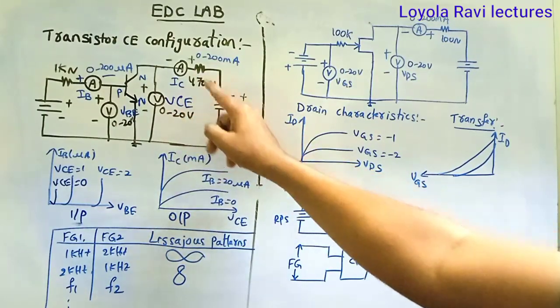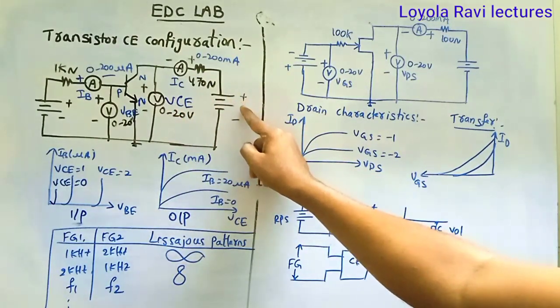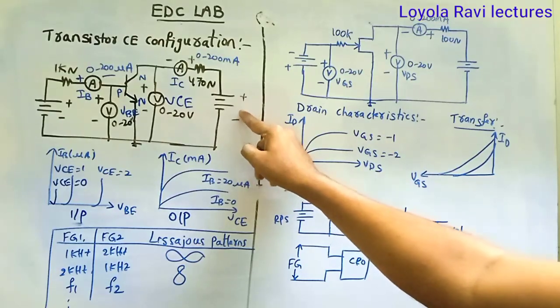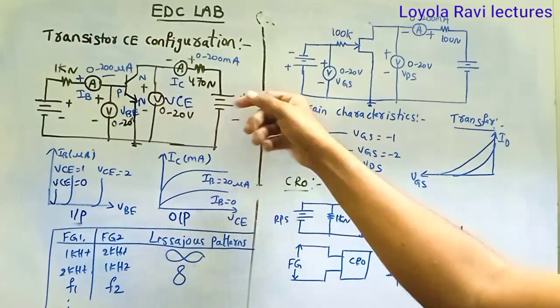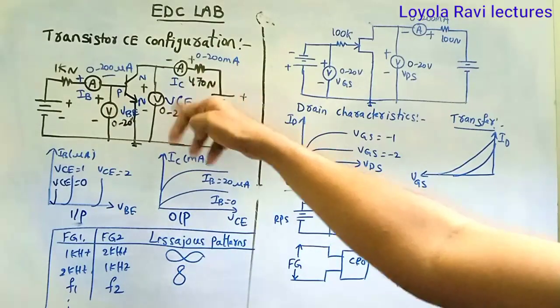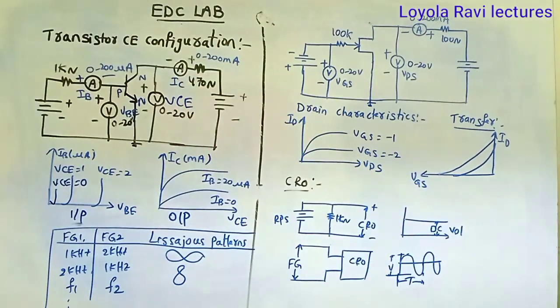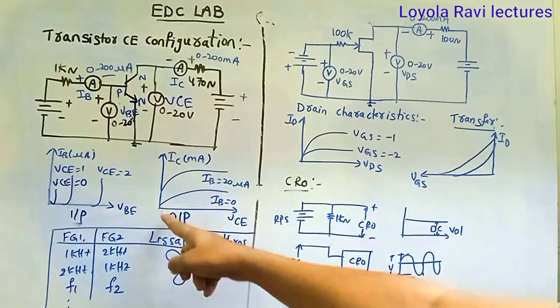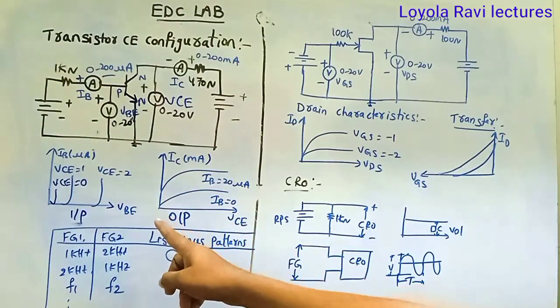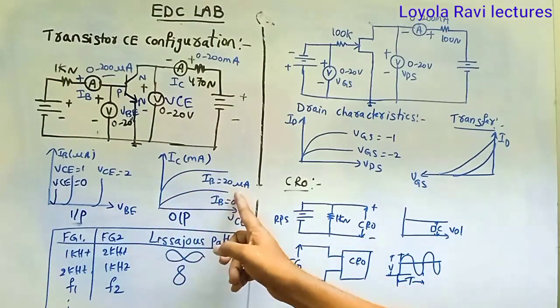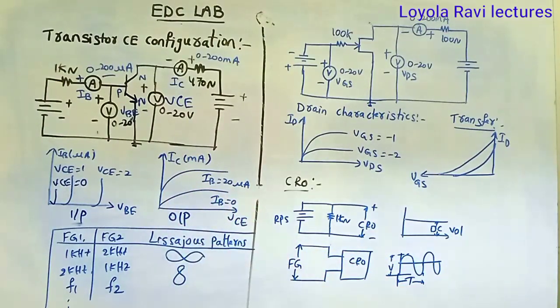What is the corresponding current? By varying this RPS to 0, 0.1, 0.2, 0.3 and so on, note down these VC and IC values. Then look at the characteristics like this. VC and IC characteristics, the output characteristics, are like this for IB equal to 0. Similarly, you can go for another constant value of IB.